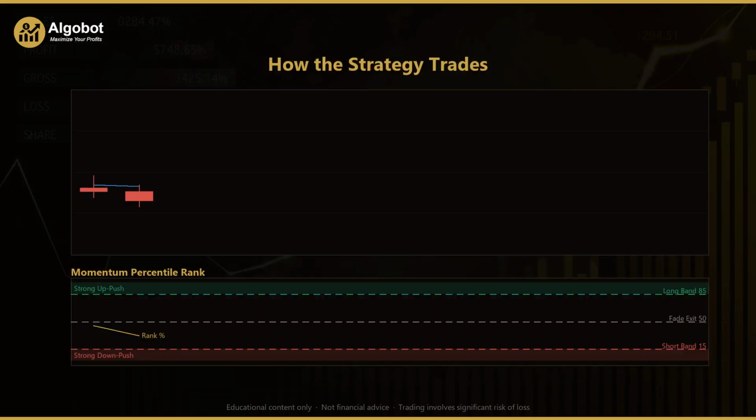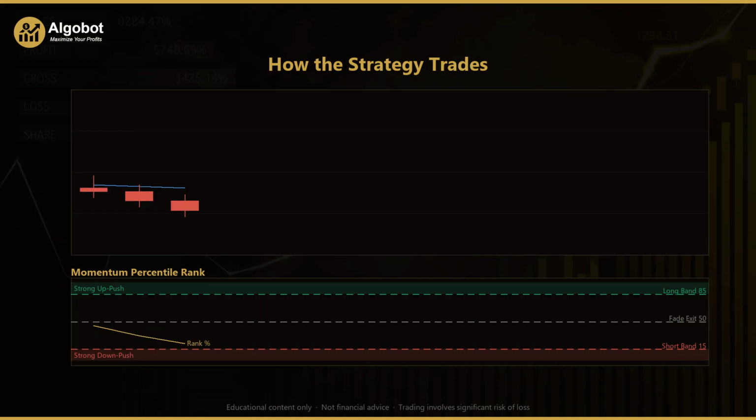Let's walk through an illustration of how the strategy trades, using a chart with 2 parts. On top are the price candles with the blue EMA baseline running through them. Below is the subpanel showing our momentum percentile rank, on a scale from 0 to 100%, with a long band at 85, a short band at 15, and a fade exit midline at 50.